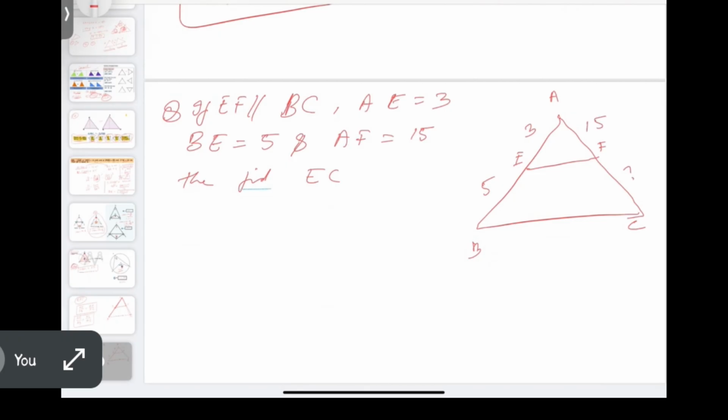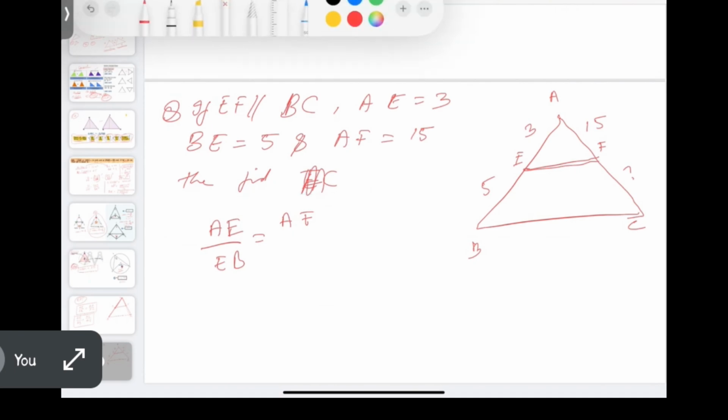So how do we find it? We know if these two lines are parallel, then AE divided by EB is equal to AF divided by FC. This shouldn't be AC, it should be FC here, okay. So AE and EB, and AF divided by FC. We are asked to find FC.